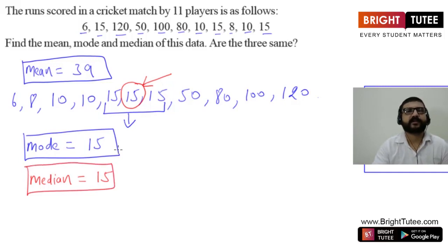So now we have seen that mean is 39, mode is 15 and median is 15. And we have to tell whether all these three are same or not. So the answer for this question will be no. As we can see, all the three values are not the same.